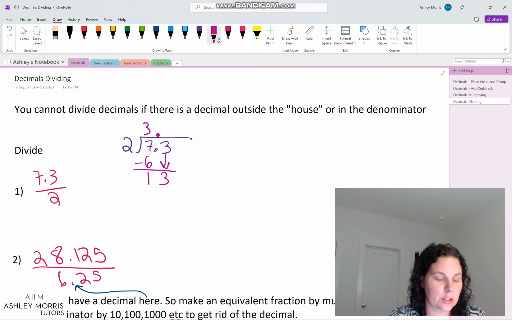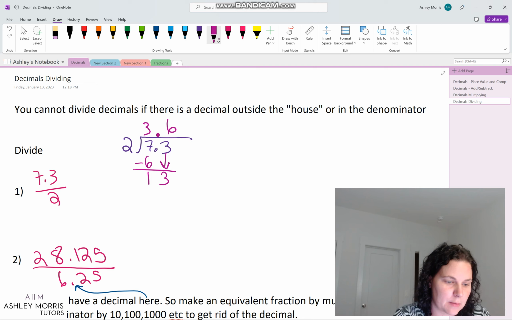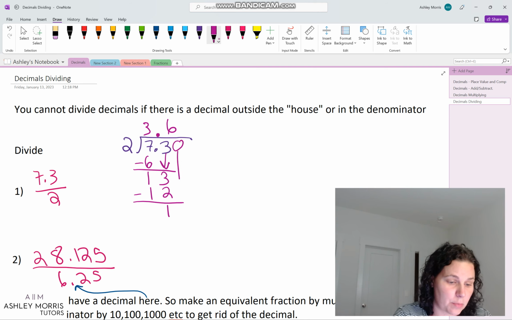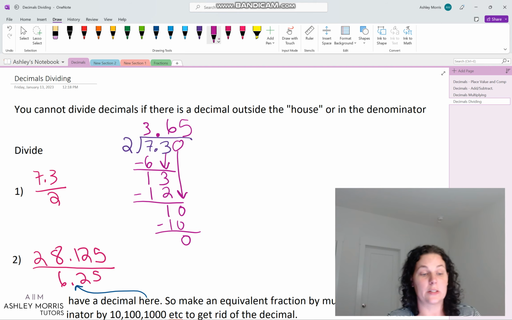2 goes into 13 6 times, and that'll give me a 12. I get 1 left over. I'm going to keep going. Make sure when you're doing this in school, you're looking at how your teacher wants you to round or keep going or stop. I'm going to do 2 decimals, and then I'm going to stop. So I'm going to add a 0 and bring it down. 2 goes into 10 5 times. That's a 10, and there are 0 left over.